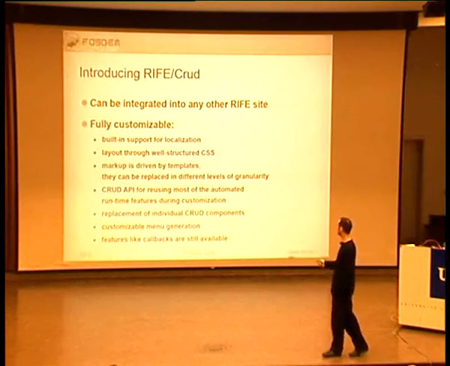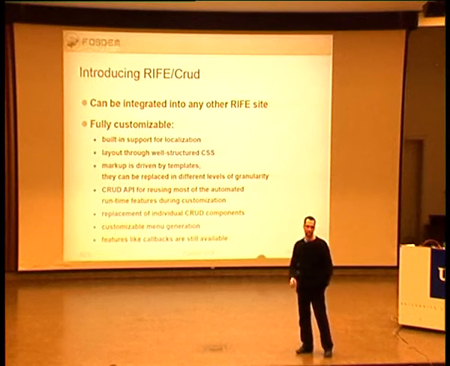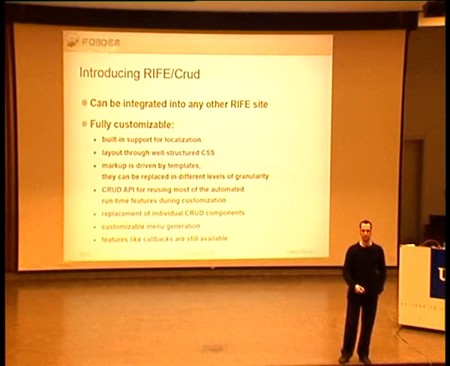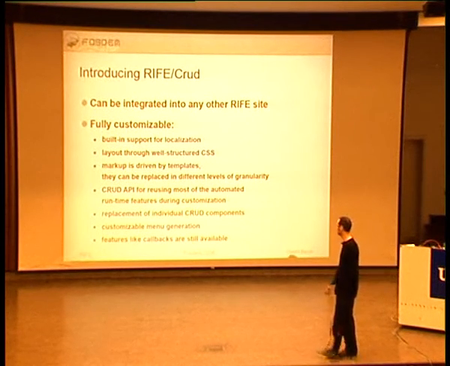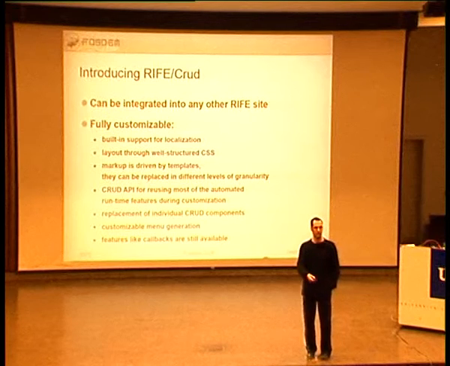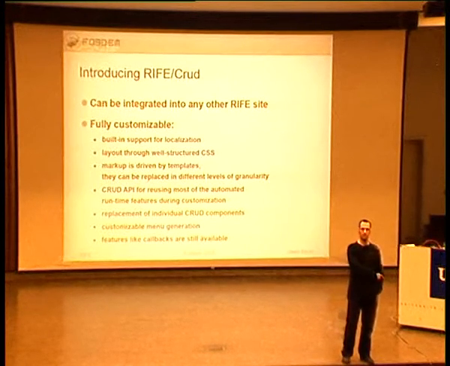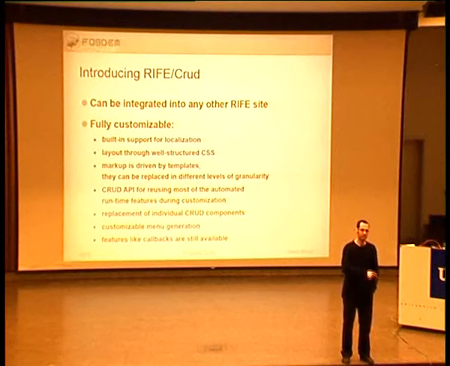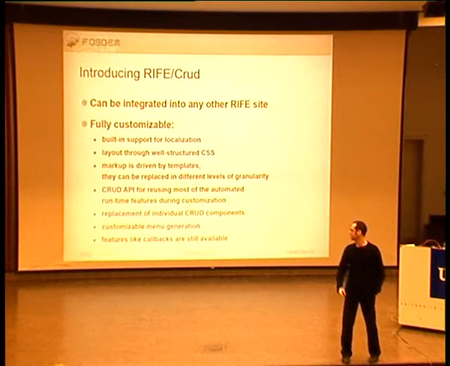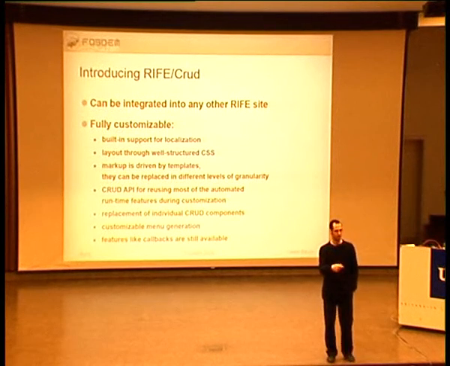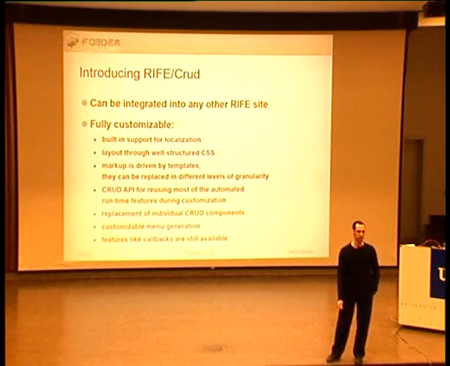So it's got a whole bunch of features here: support for localization, the CSS that's in there by default is well structured, you can hide the templates with several levels of granularity, and you can localize things. There is an API, a Java API, to be able to execute these reflection-based algorithms from within your own logic. The menu is generated on the fly, and you can replace that too. It's a whole bunch of things.